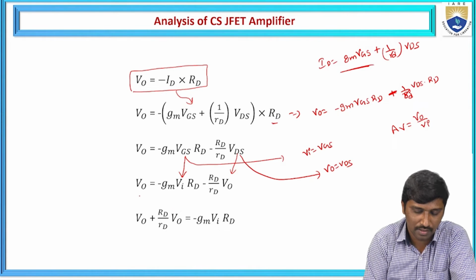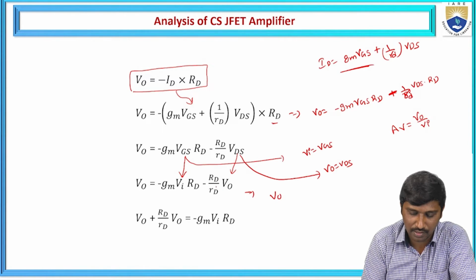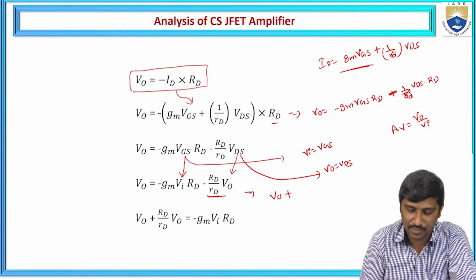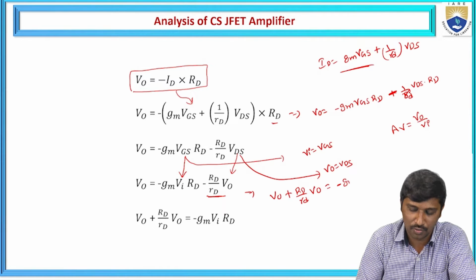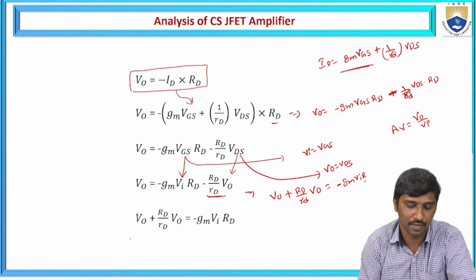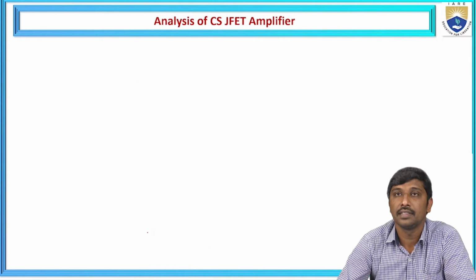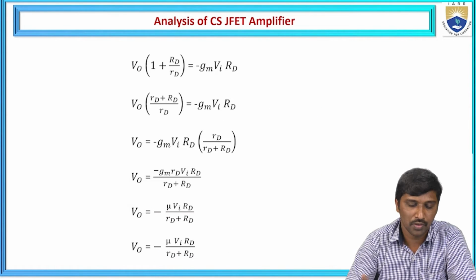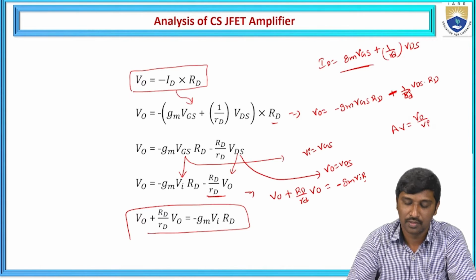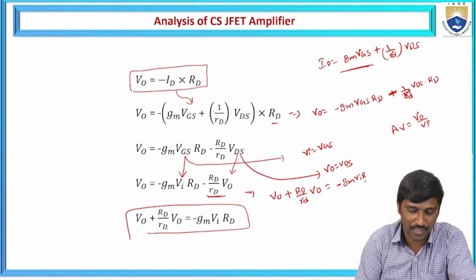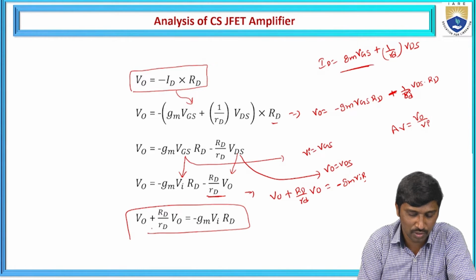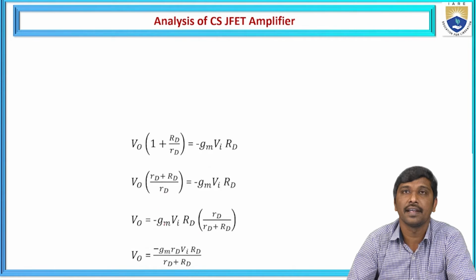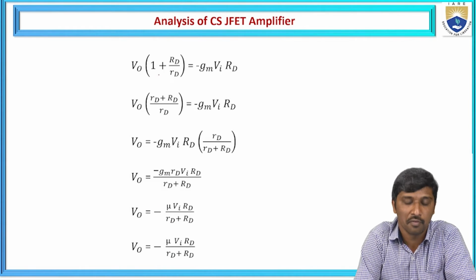Then we can take this outside. We have two V naught terms, so it becomes V naught plus capital RD by small rd into V naught, that is equal to minus GM Vi into capital RD. Now from these two terms, V naught is common. If I take V naught common, that becomes 1 plus capital RD by small rd, that is equal to minus GM into Vi into RD.